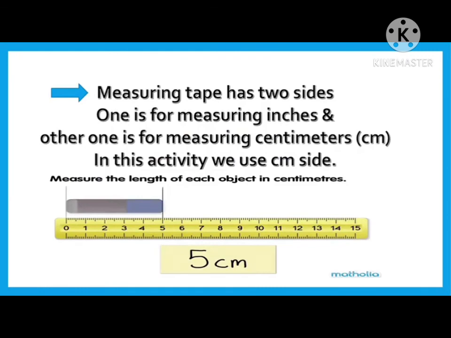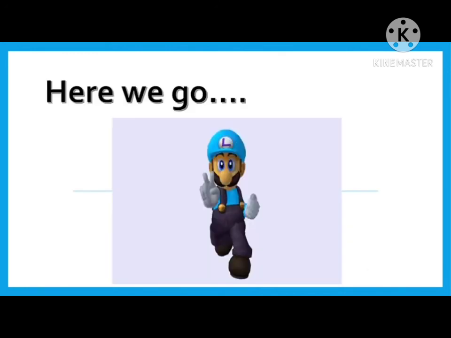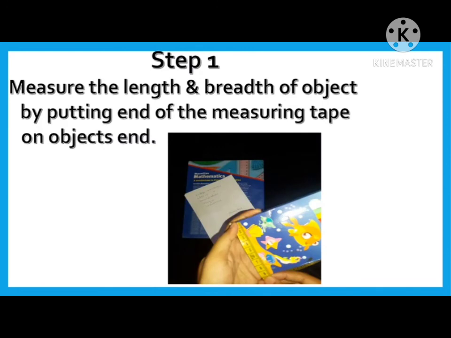A measuring tape has 2 sides. One is for measuring inches and other one is for measuring centimeters. In this activity, let us use the centimeter side. So, here we go. The first step we need to do is measure the length and breadth of objects by putting end of the measuring tape on the objects. Note down the measurements in the notebook that you have taken.